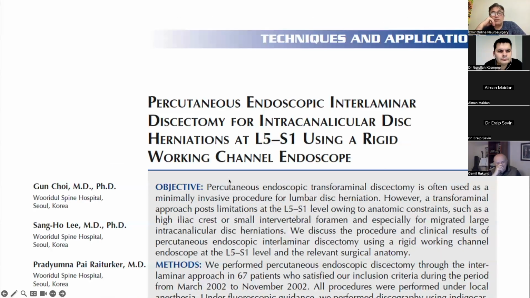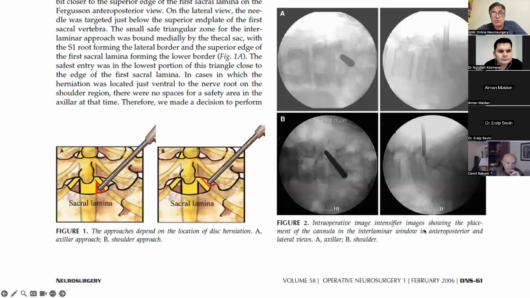Following the success of the transforaminal approach in lumbar endoscopic discectomy, the interlaminar approach was first described in 2006 by Choi. This method was advantageous at the L5-S1 level, which was difficult to reach previously. Spinal surgeons used to viewing anatomy from the posterior adopted this technique.